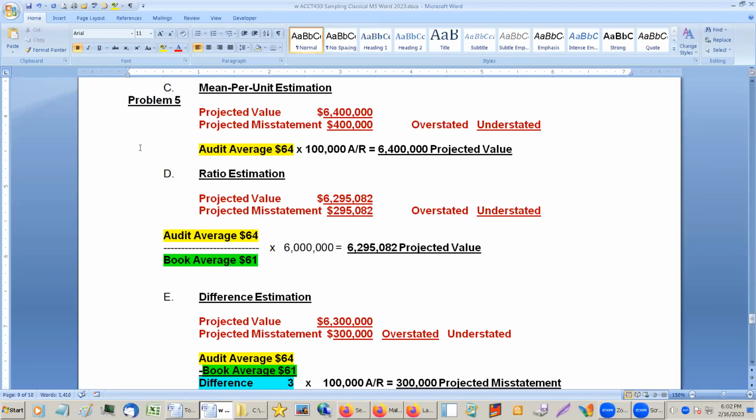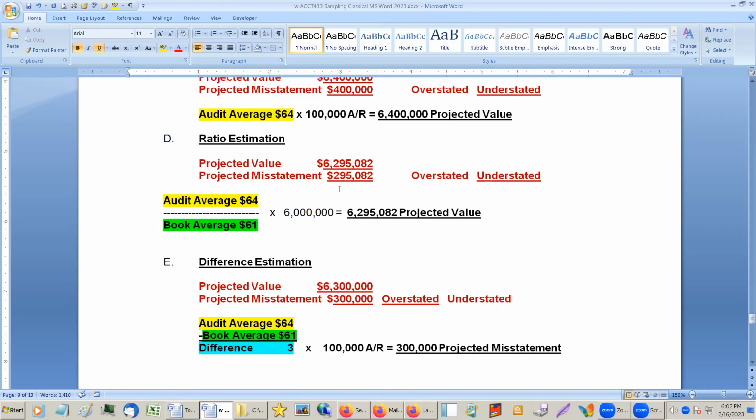All right, so I think the mean per unit should have been 6,400,000. Direct misstatement: it's understated by 400,000. Ratio estimation: your rounding might have been a little different, but it should be close to this. I'm not sure what my rounding was on that, but 295,000 projected misstatement. Predicted value is 6,295,000. And then difference estimation was 300,000.